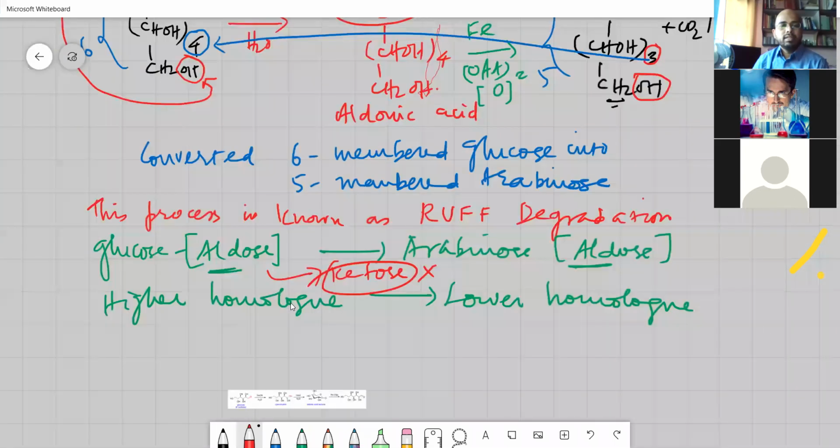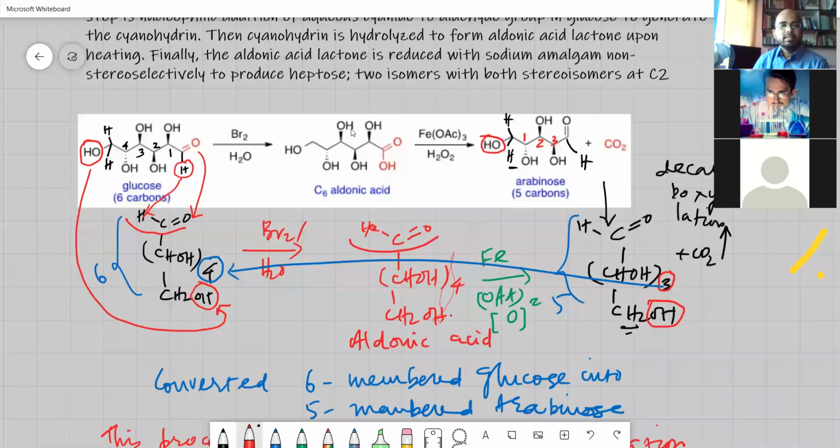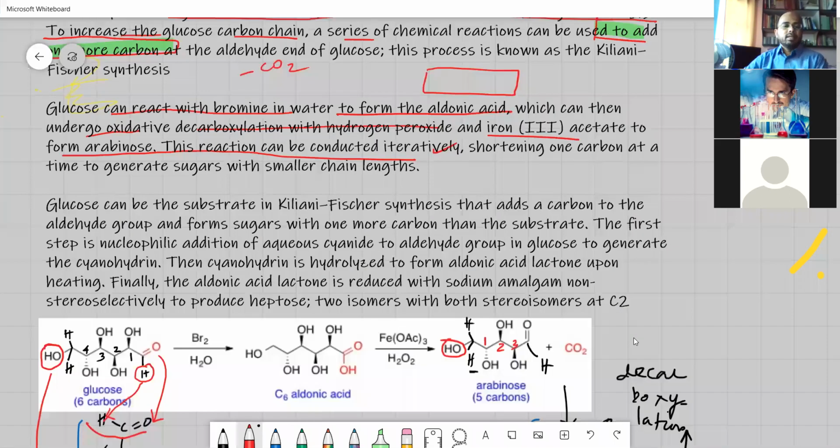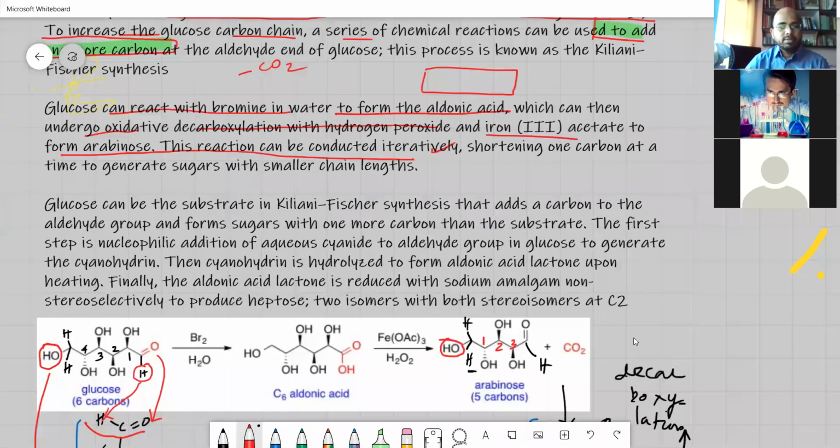So I must tell you what happens in the second part of the reaction. Let's see. Here you can see glucose can be the substrate in the Killiani-Fischer synthesis. Very important reaction. You have to remember this. I am going to explain what this is. It adds a carbon atom to the aldehydic group and forms sugars with one more carbon atom, +1. The first process is -1, and this is +1.